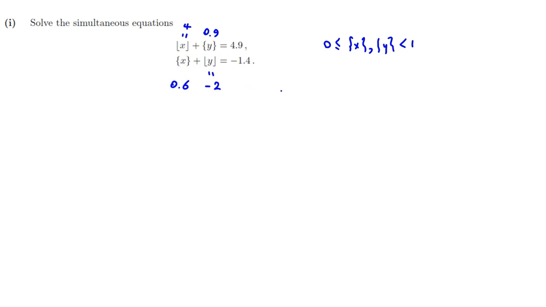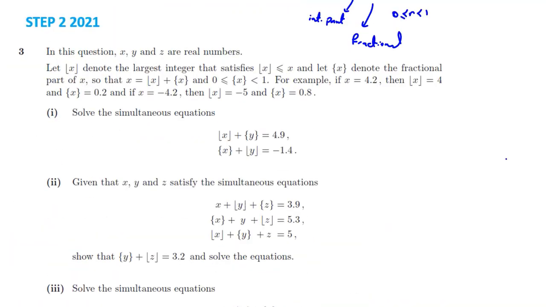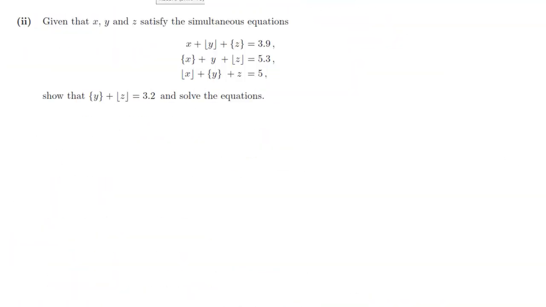So now x will be what? 4 plus 0.6, 4.6, and y is what? Negative 2 plus 0.9 will be negative 1.1. Okay, so here we found these two answers for the first part. Now let's solve the second part.